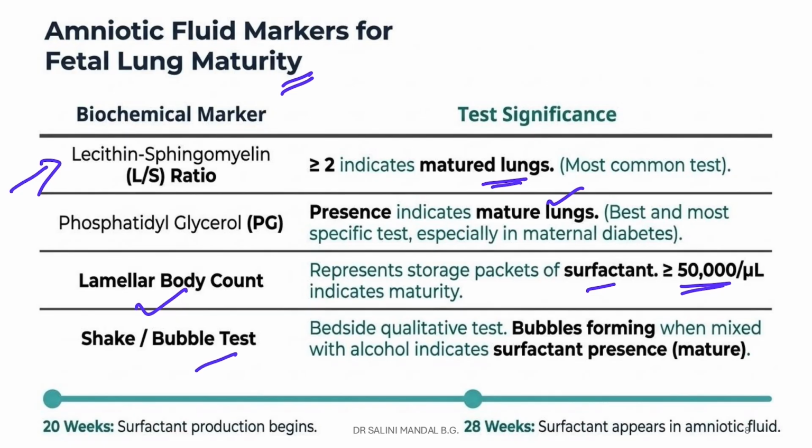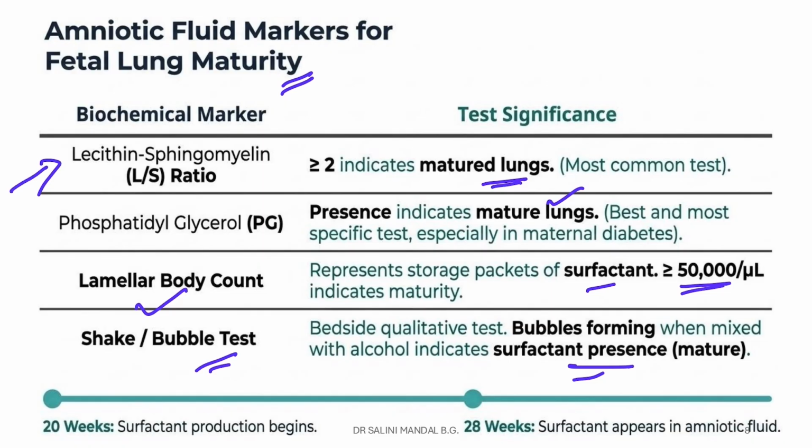Then we have a shake or a bubble test. This is a qualitative test. What exactly happens is that the bubbles forming when mixed with alcohol indicates surfactant presence. Again, when surfactant is there, we say that there is a matured lung. Correct? So that is about it.